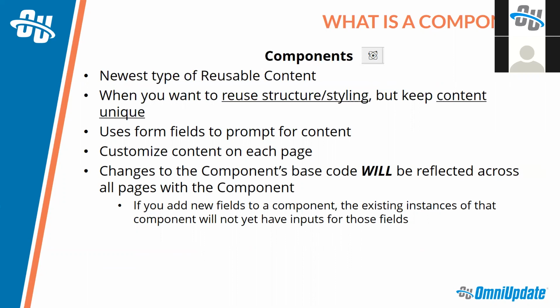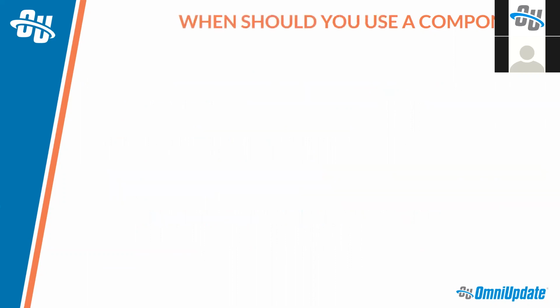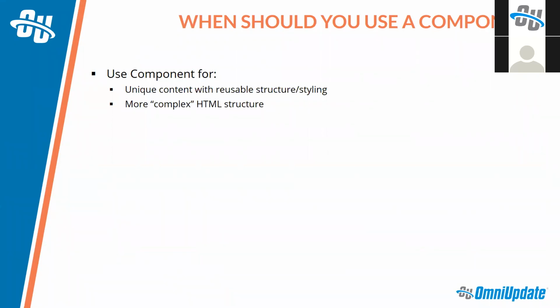So being a piece of reusable content, it's good to know when you should use your component versus when you should use a snippet or an asset. Some good examples of what you could use a component for is if you have some unique content and it has reusable structure or styling on it that you want to be able to give that user the ability to edit that content without messing up the structure. Typically, it's really useful for more, I'm going to call complex HTML structures. And by that, I mean content that's maybe not quite as easy to edit in the WYSIWYG editor with the basic elements that you have there, or it has some more elements that you kind of want to lock down.